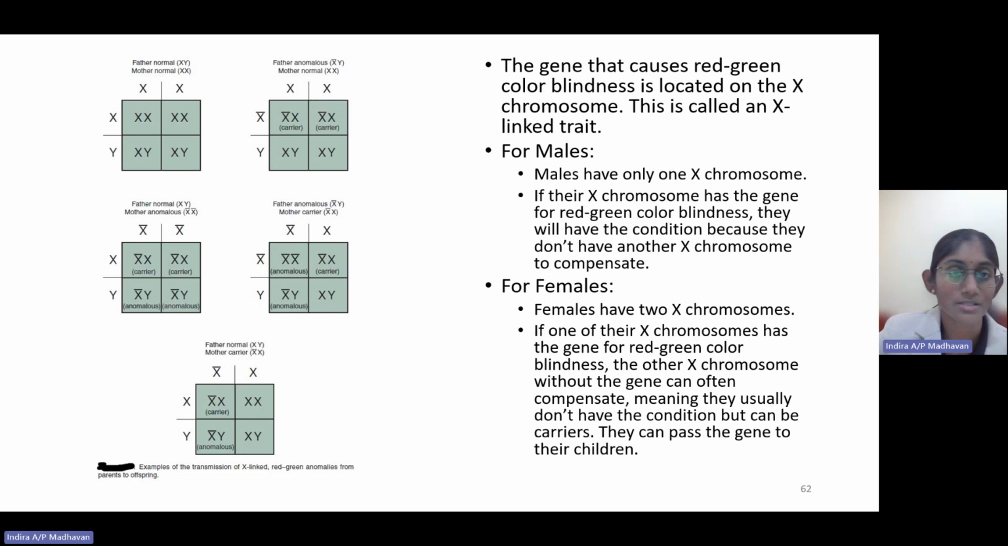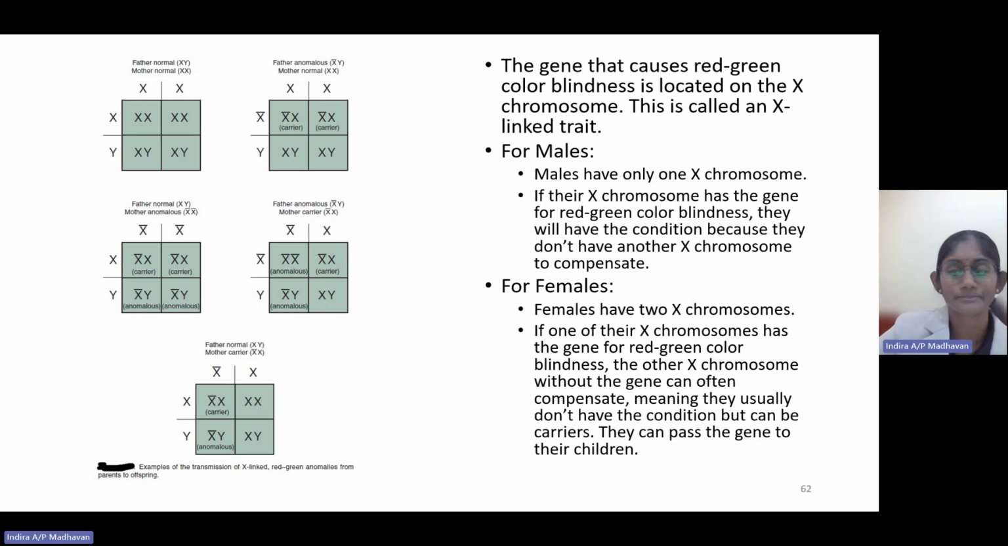So this is what it explains. Males have only 1 X chromosome. If their X chromosome has the gene for red-green color blindness, they will have the condition because they don't have another X chromosome to compensate. Females have 2 X chromosomes. If one of the X chromosomes has the gene for red-green color blindness, the other X chromosome without the gene can often compensate. So if the other one doesn't have it, it will actually help us. This means they usually don't have the condition but can be carriers. They can pass the gene to their children.